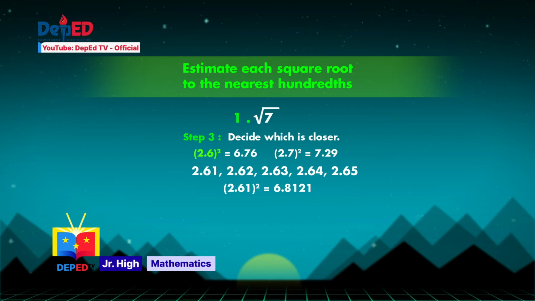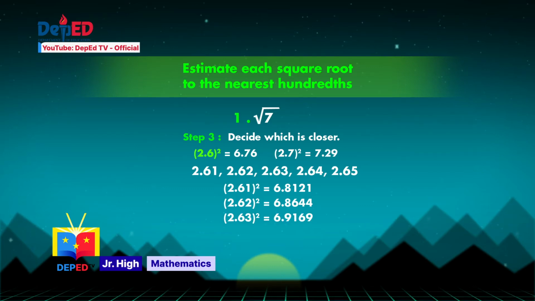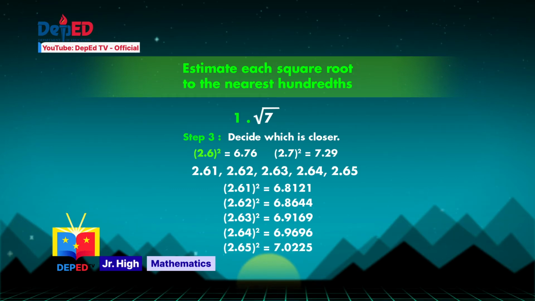If we square 2.61, the answer is 6.8121. For the square of 2.62, that is 6.8644. The square of 2.63 is 6.9169. We are getting closer to 7, right? Now, squaring 2.64 will result to 6.9696. And 2.65 squared is 7.0225. Which of the results obtained has the closest value to 7?